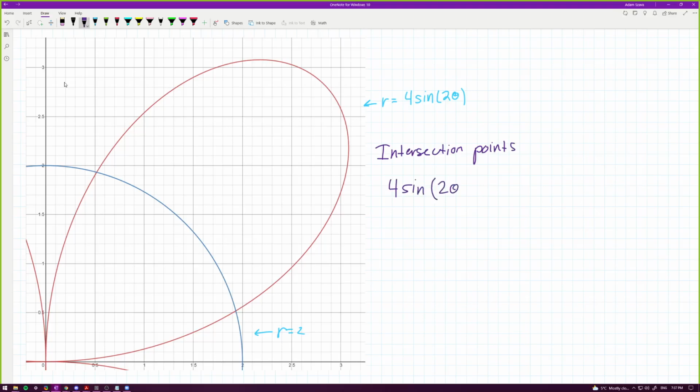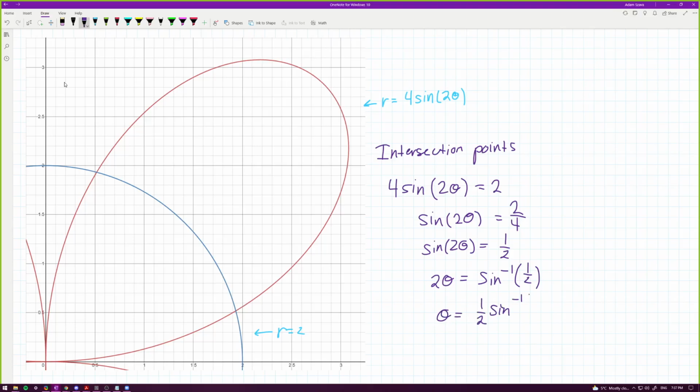So 4 sine 2 theta equals 2, sine 2 theta equals 2 over 4, so sine 2 theta equals 1/2. 2 theta equals sine inverse of 1/2, so theta equals 1/2 sine inverse of 1/2. Now we have to figure out sine inverse of 1/2, but we're interested in the first two solutions, since inverse functions have infinite solutions. Sine inverse of 1/2 is pi over 6.